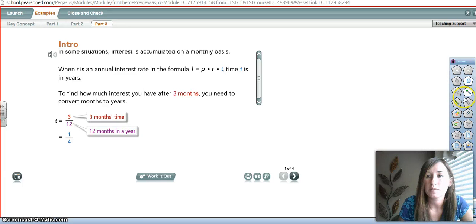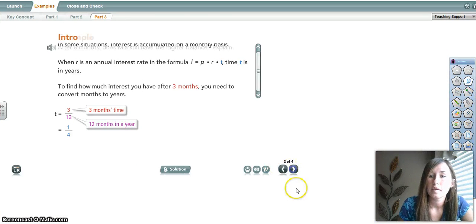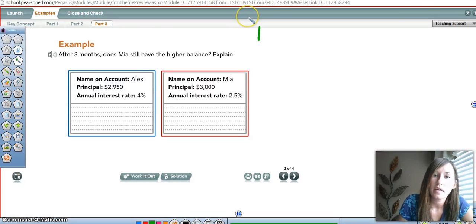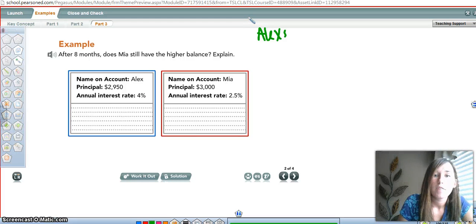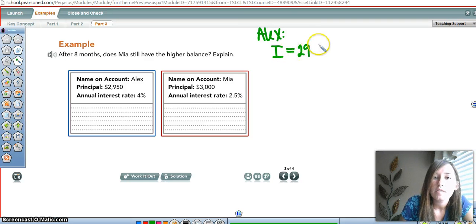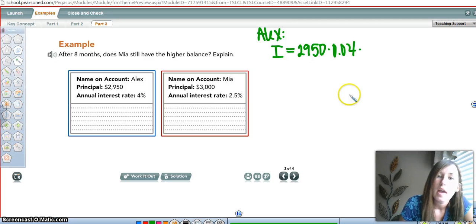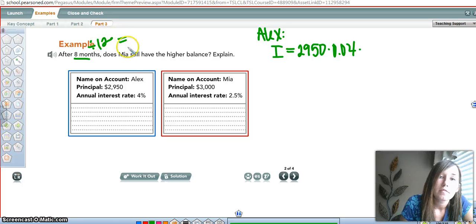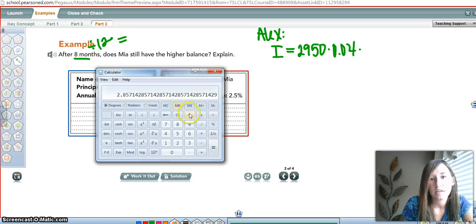Let's try some examples. Okay, we have 2 accounts, Alex and Mia. For Alex, the principal will be $2,950. The rate 4%, and our time, we can't use 8 because that would make it seem like 8 years. We need to divide by 12. We can just write it as a decimal. We don't need it in fraction form.